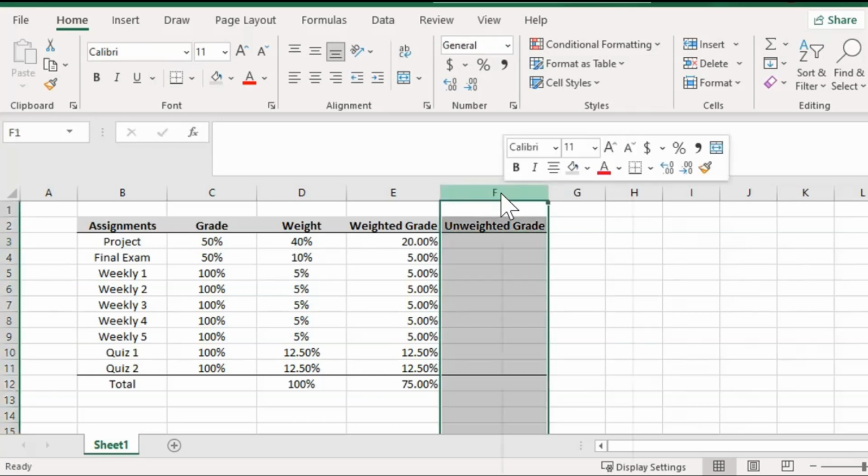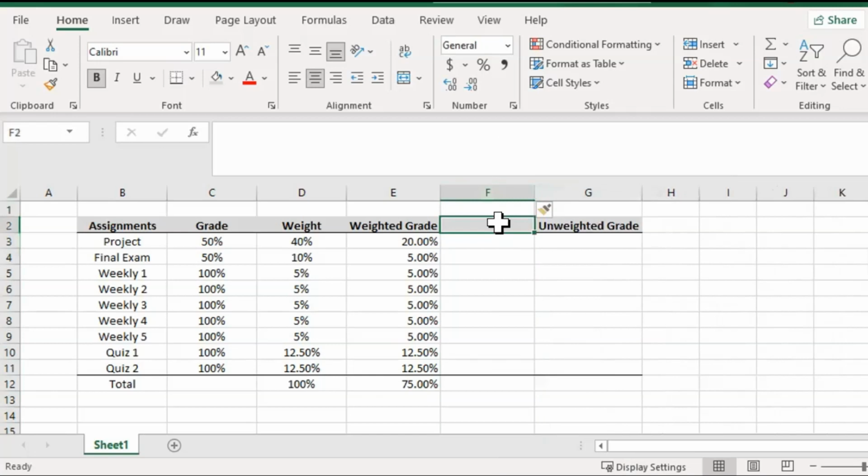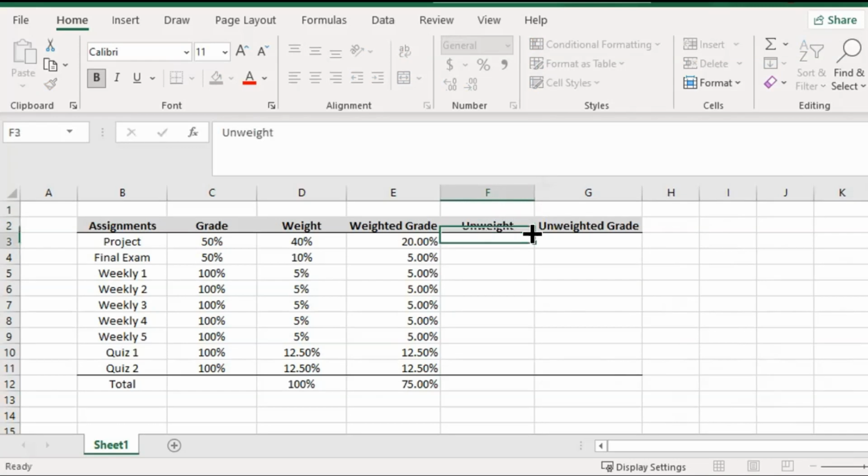Actually, I'll create another column, and I'm going to call it an unweight, so that we can compute it very similarly to how we computed the weighted grade. The unweight in this case will really just be 1/9.